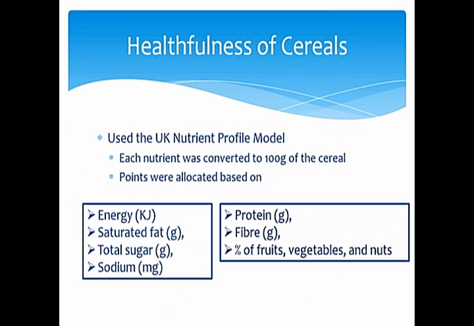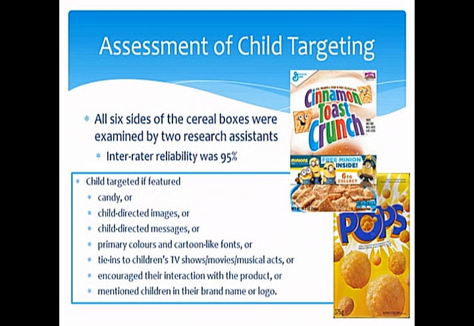Then to determine the healthfulness of the cereals, we used the UK nutrient profile model. It's one of the nutrient profiling models that's been used quite extensively in research. It's been shown to be very valid. And one of the reasons I like to use it is that it takes both positive and negative nutrients into consideration. For the positive nutrients, it looks at protein, fiber, and the percentage of fruit, vegetables, and nuts. And for the negative nutrients, it looks at energy, saturated fat, total fat, and sodium.